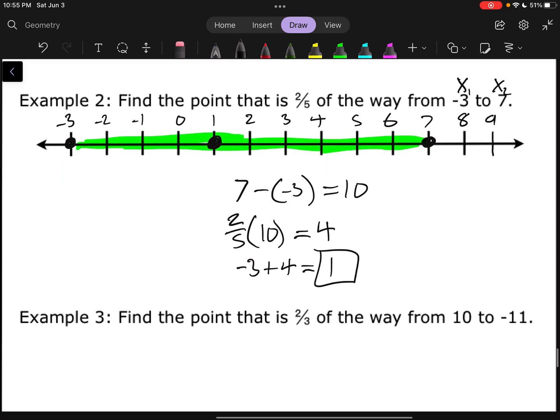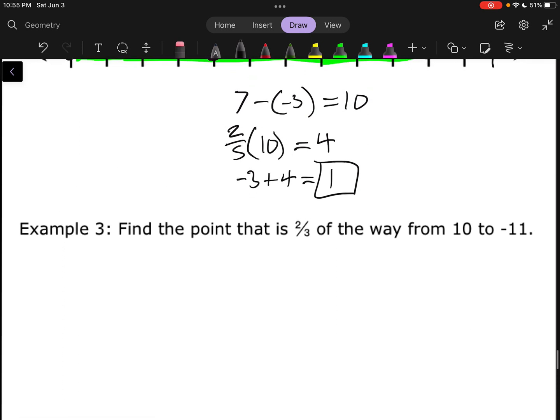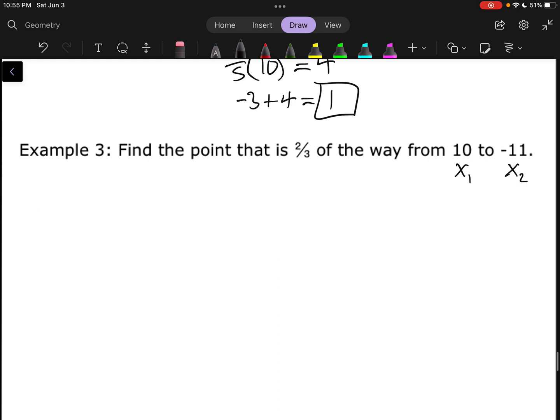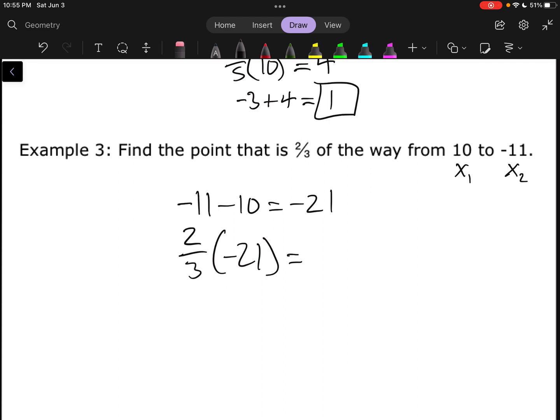Okay, and our last one here. We don't even have a number line. We just got to review the steps. This is my x1, this is my x2. I'm trying to go 2/3 of the way from 10 to -11. So we start off, we do x2 minus x1. -11 minus 10 is -21. But we're not trying to go that whole way. We're trying to go 2/3 of -21. 2 times -21 is -42. -42 divided by 3 is 14. Sorry, -14.